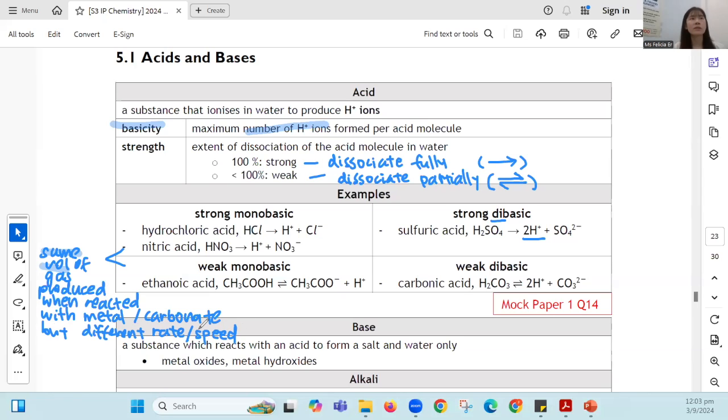Both will produce the same volume of hydrogen gas, just that strong acid will produce the hydrogen gas faster, while weak acid produces it slower. This one you need to know. A lot of students tend to make this mistake.